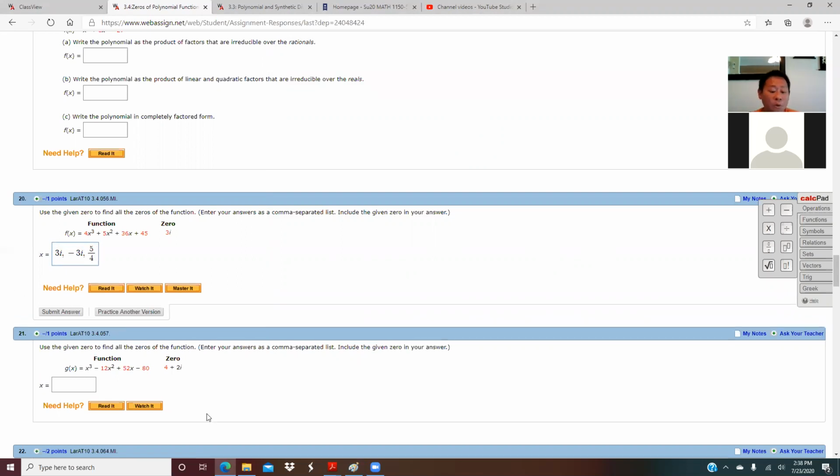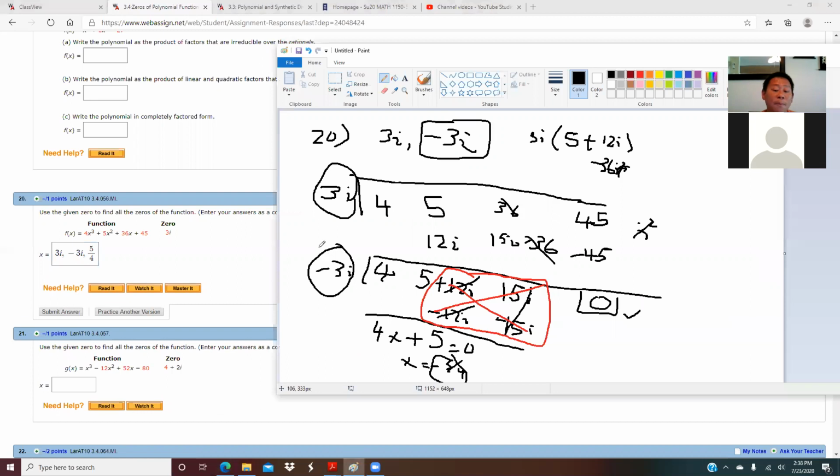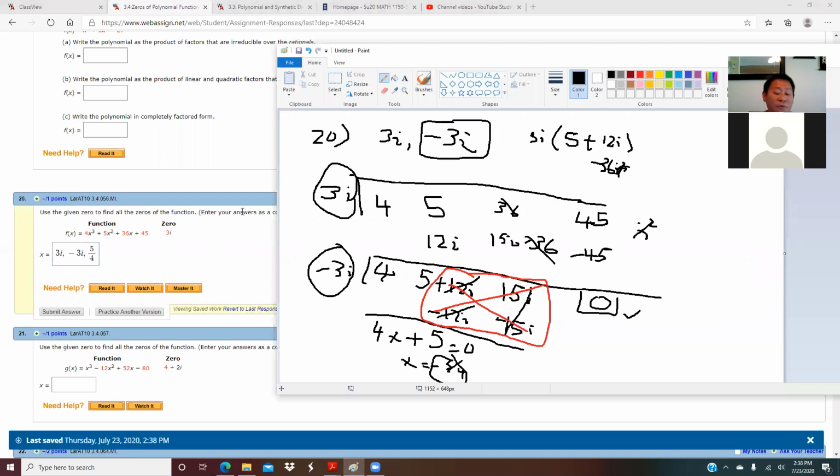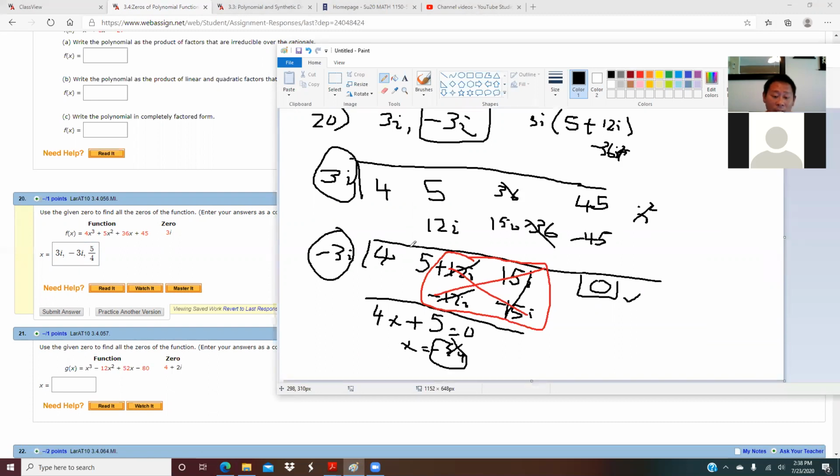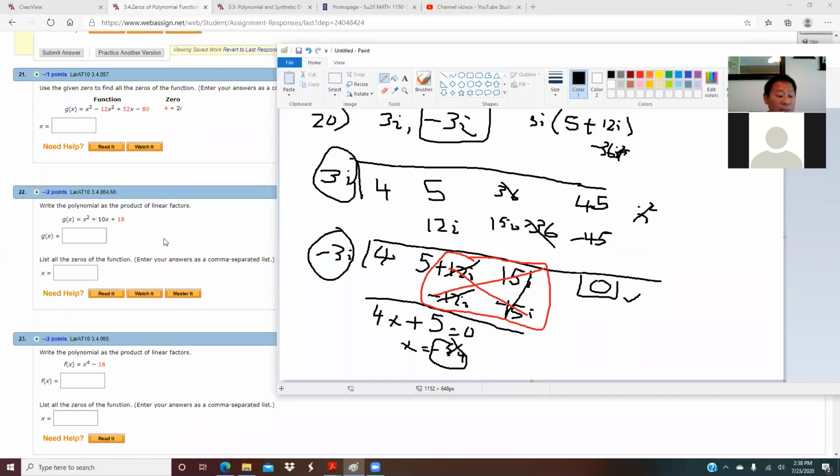So this is how you do question number 20. First you need to figure out your conjugate. You have to use your synthetic division twice with your i terms, and then the last term came out to be a number, and that will be all your zeros in this case. So it's a bit tough.